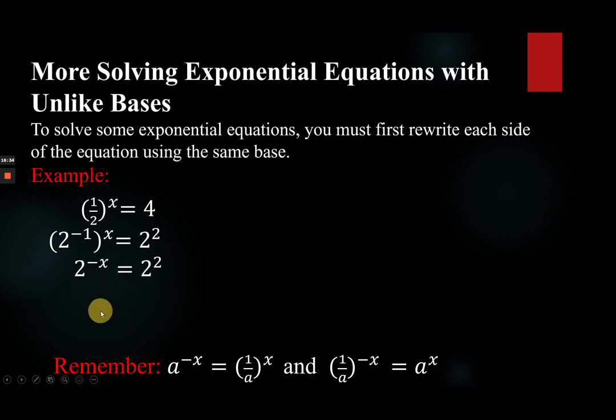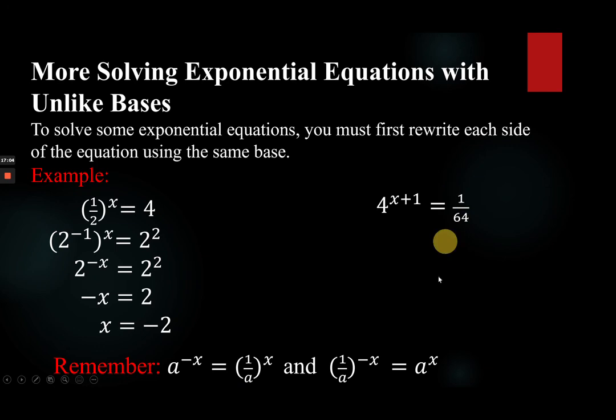You just cancel 2, and so the equation of exponent is going to become negative x is equal to 2. Divide both sides by negative 1, x should be negative 2. We found your value of exponent, negative 2. 1/2 raised to negative 2 is actually equal to 4. Let's have another example.